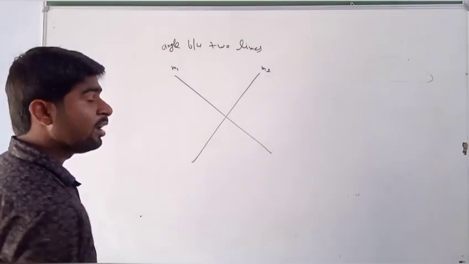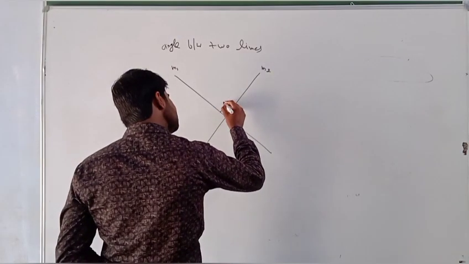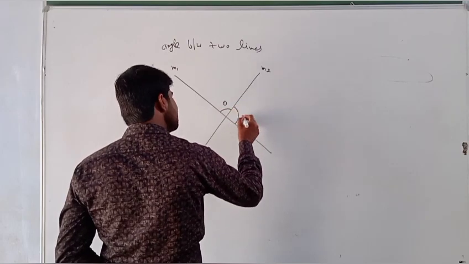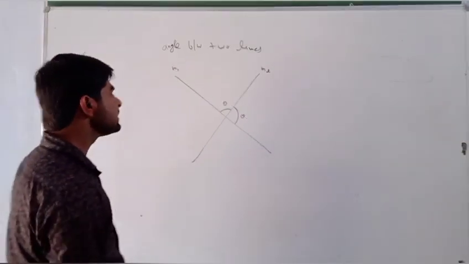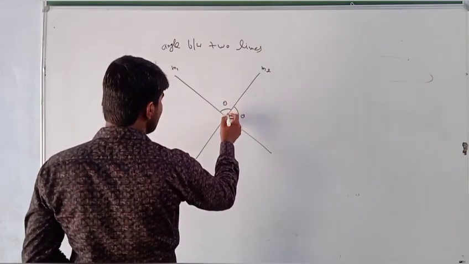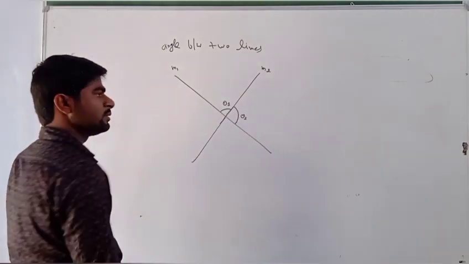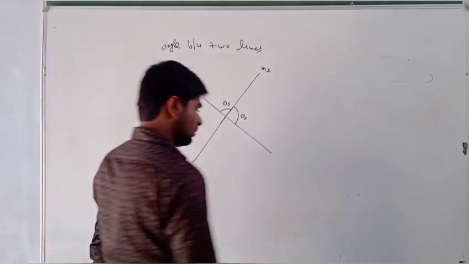So what will be the value of theta? See, some students will calculate this theta and some will calculate this. So you can say that there are two angles made by two lines with each other, that is theta 1 or theta 2.